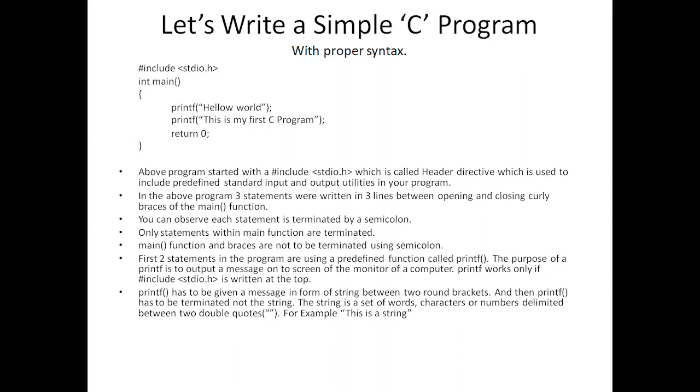Printf has to be given a message in the form of a string between 2 round brackets. And then printf has to be terminated, not the string. The string is a set of words, characters or numbers delimited between 2 double quotes. For example, the words this, is, a and string all are put within 2 double quotes. This makes a string in C language.